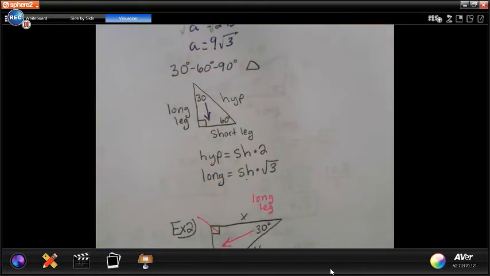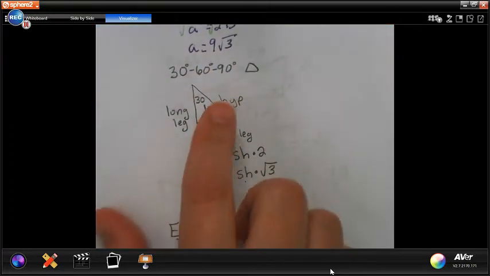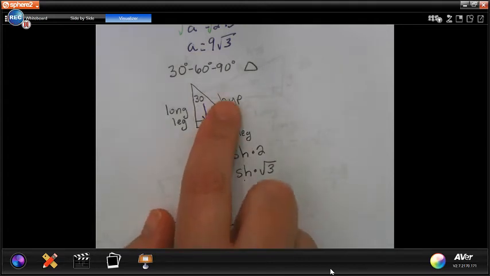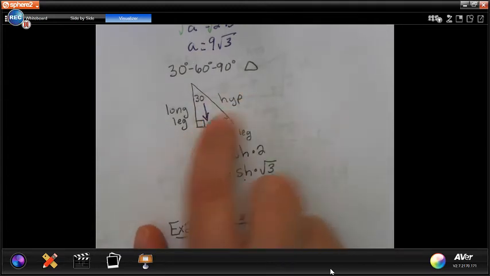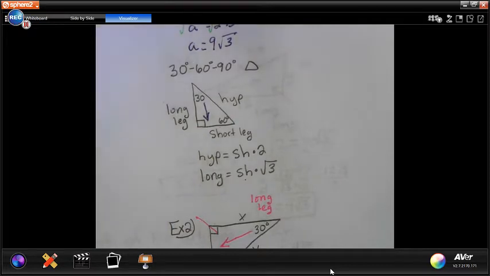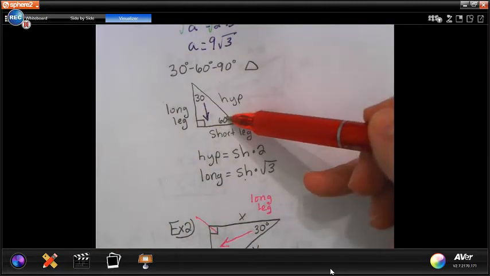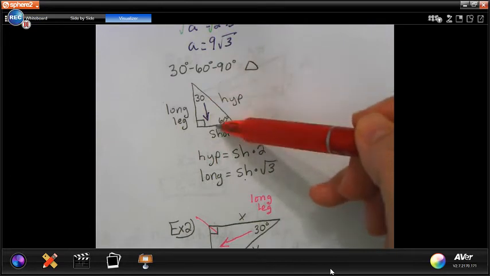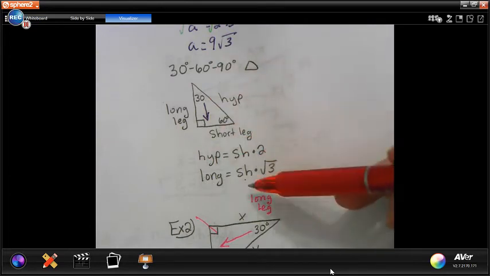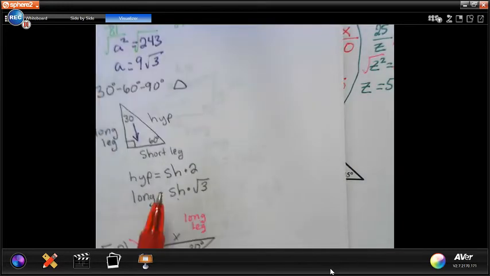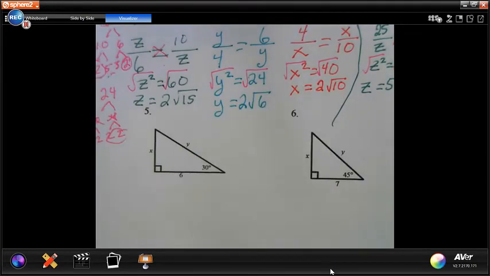Now, in my video about this, I talked about it being important to label the legs correctly, the legs and the hypotenuse. Well, the hypotenuse is always across from the right angle. And then we have a long leg and a short leg. Now 30 is smaller than 60, so opposite the 30 is the smaller leg, the short leg. And then the third side is the long leg. Okay, and then we have the 2 formulas that we need to use.